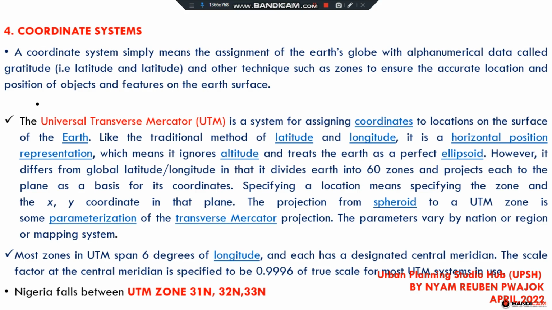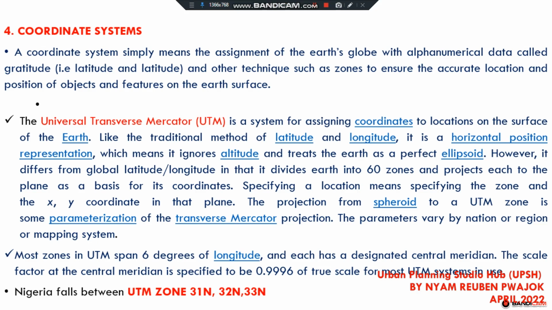UTM is just one method of map projections. We have a whole lot of other methods, but this is one of the easiest ones to use. Now, most zones in UTM span 6 degrees of longitude and each has a designated central meridian. The scale factor at the central meridian is specified to be 0.996 of true scale for the UTM zones in use. Now don't get confused with all of this, I'm just trying to reach so that we get the understanding.